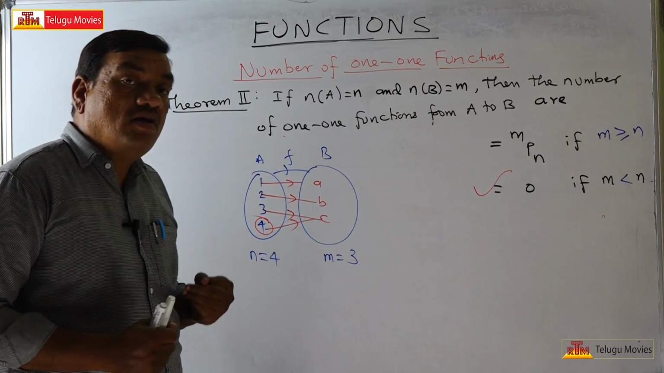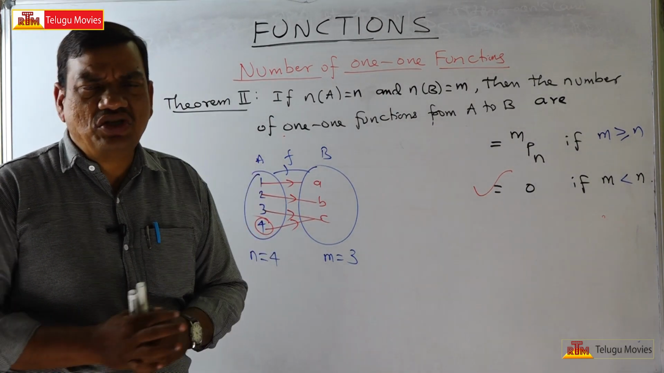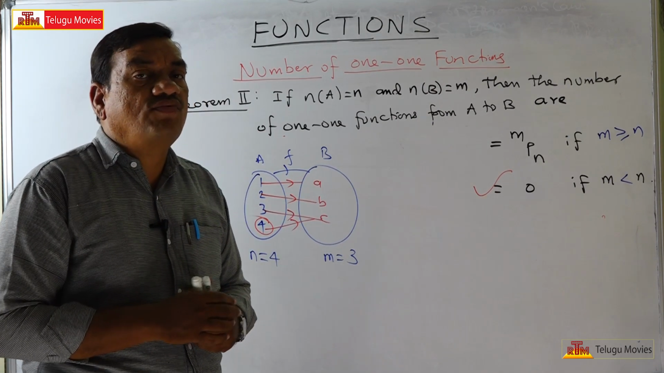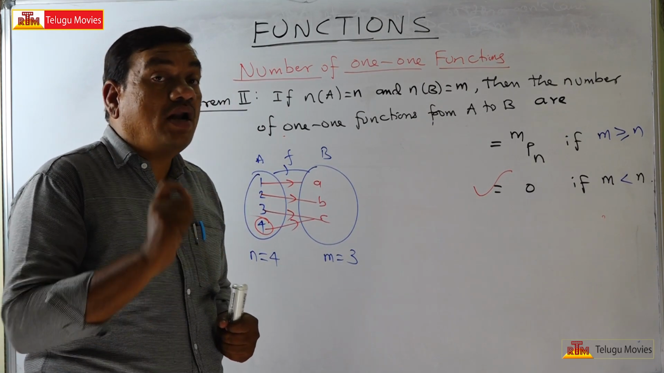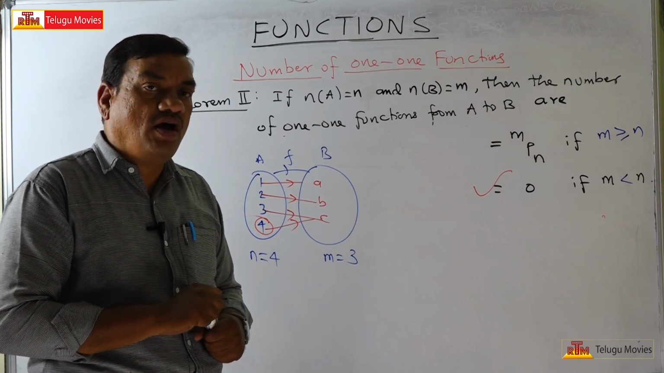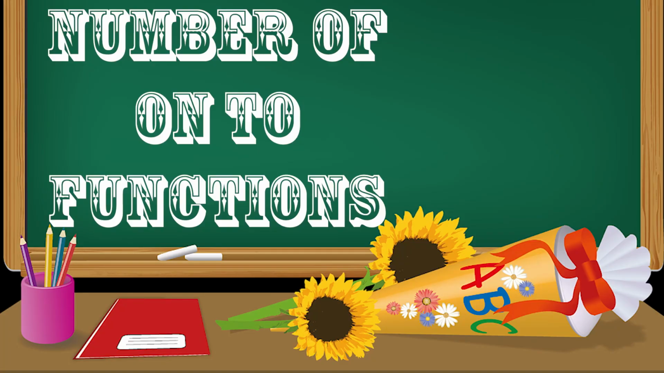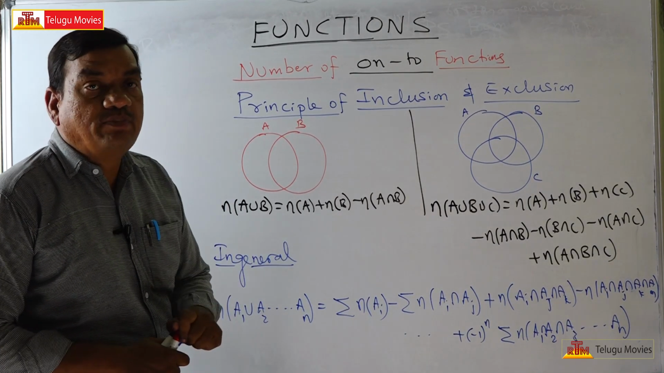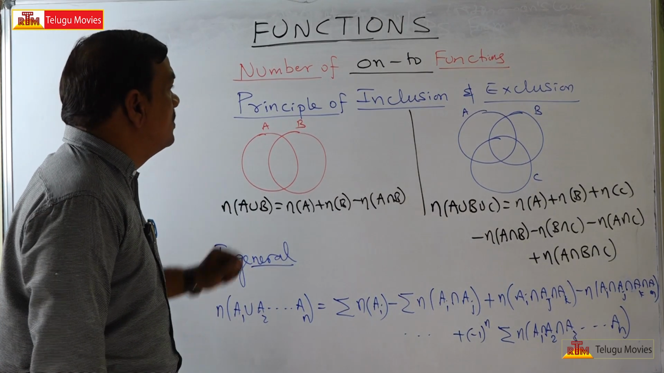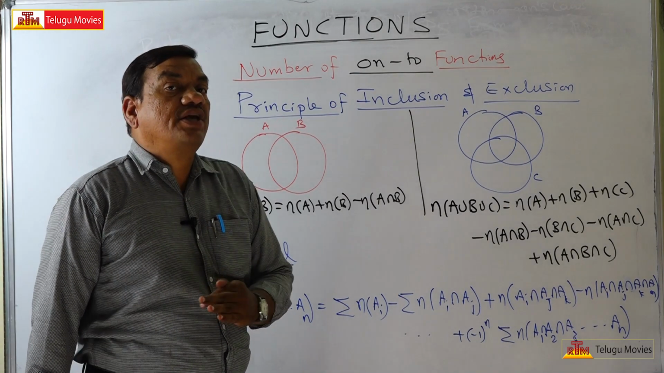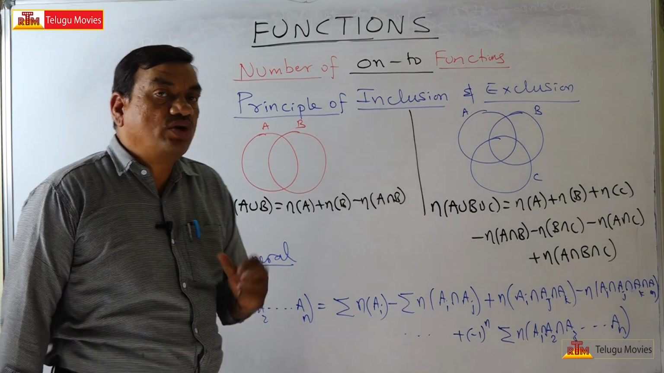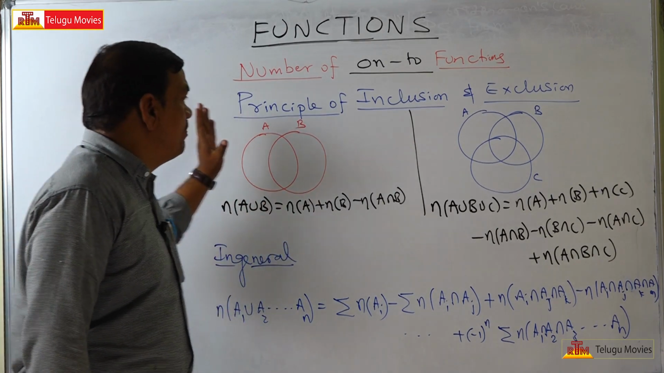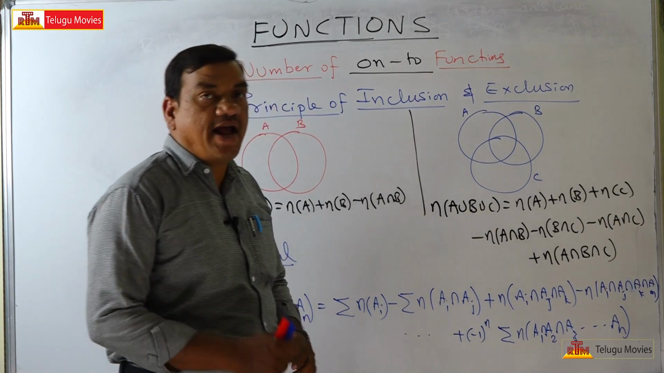Let us go for the number of onto functions. It's a very easy function chapter, but you should be very careful to define the number of onto functions. Okay, now right. Dear students, before explaining this number of onto functions theorem proof, let me explain a concept in permutation and combination, that is the principle of inclusion and exclusion.